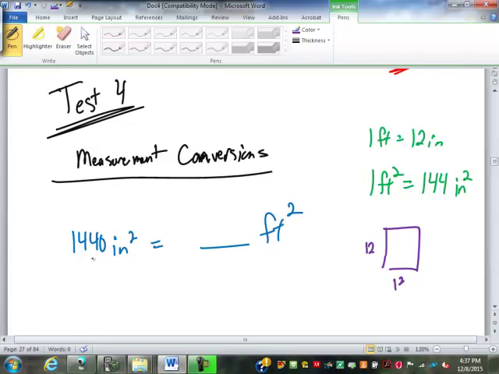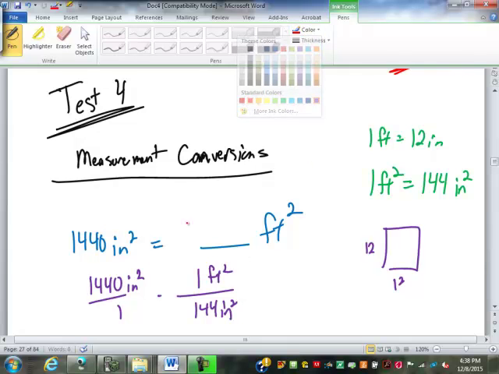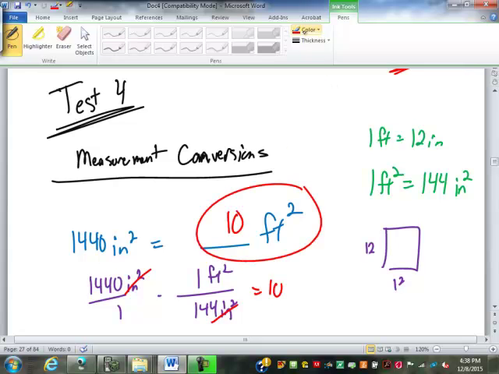144. So to get from 1,440 square inches to square feet, we're not dividing by 12. We're dividing by 144. So we get 10 square feet.